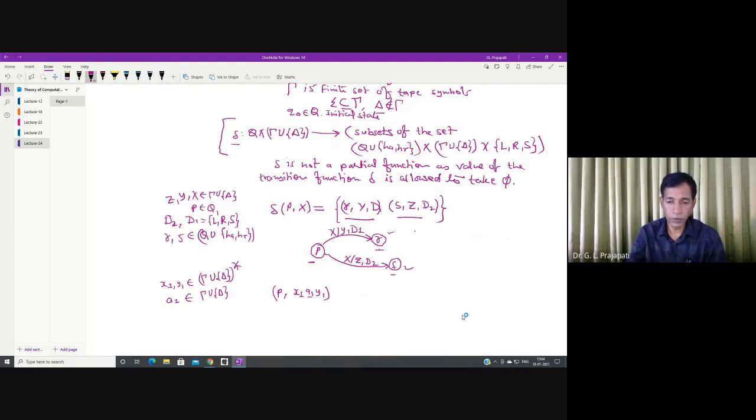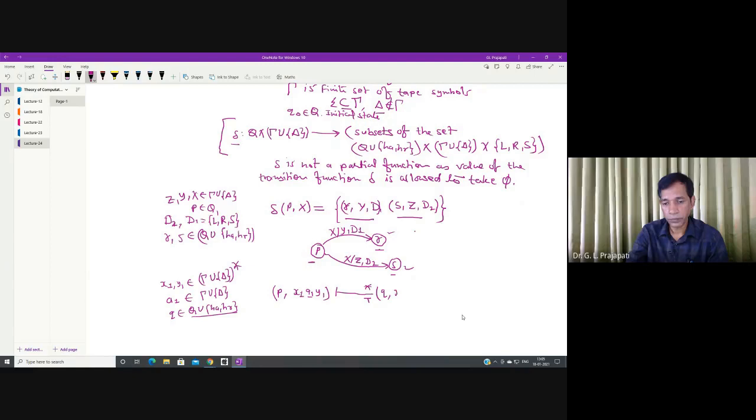From this configuration, your machine can make a sequence of moves, and by making the sequence of moves, your Turing machine may be able to reach a configuration like Q. Q can be any state, or Q can be HA or HR. So Q can be a halting state, or any non-halting state. Your Turing machine T makes a sequence of zero or more moves, and it is able to reach the configuration Q.